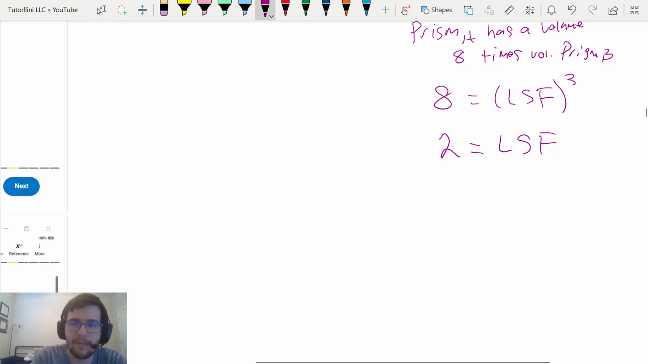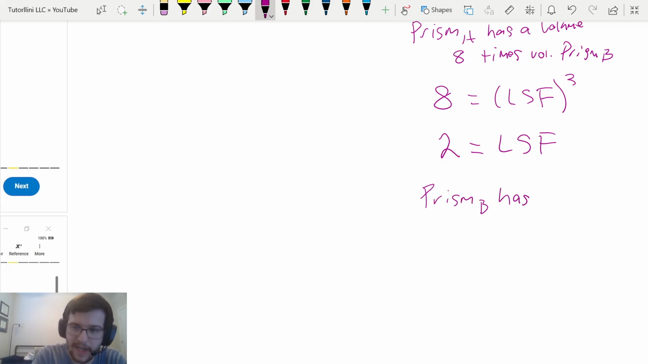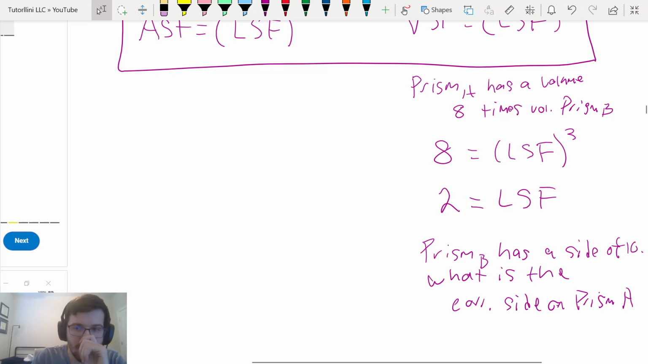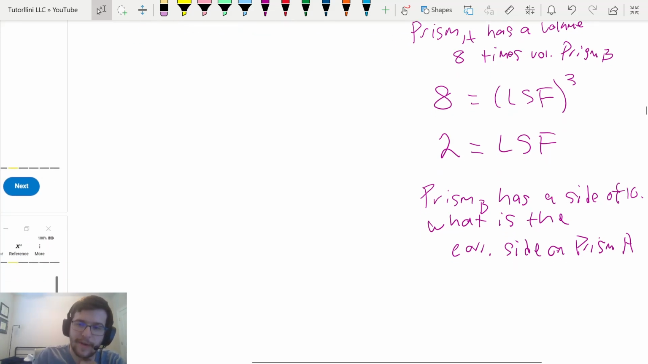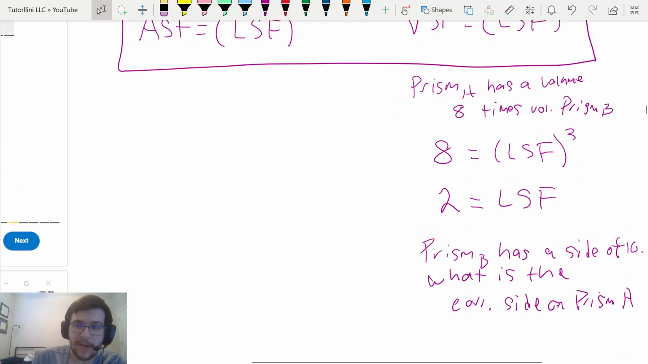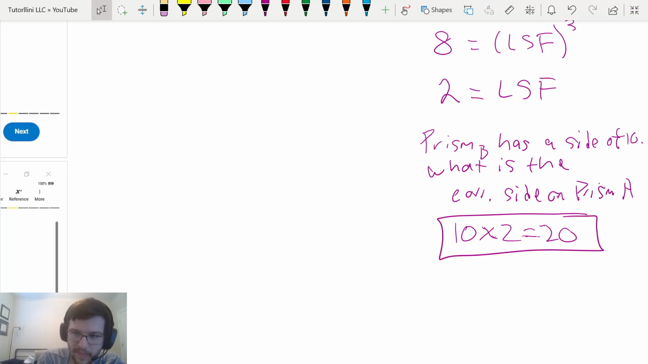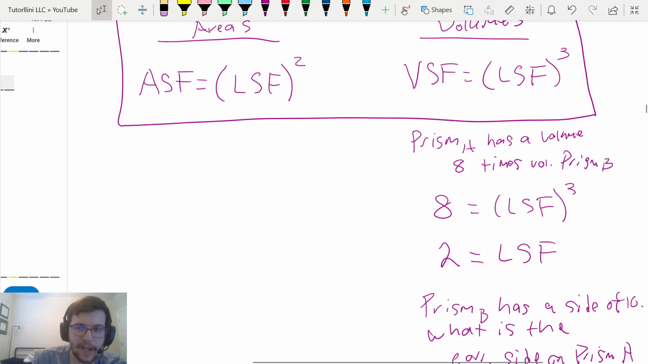So let's say it said prism B has a side of 10. What is the corresponding side on prism A? So okay, now you use your linear scale factor. So we're either going to multiply or divide by 2. Well, prism A is bigger than prism B, so we're going to multiply by 2. So we would do 10 times 2, and we would figure out that it's 20. So I guess what I want you to realize is, you could do a very similar thing with area scale factor. Just remember, it's squared, not cubed.